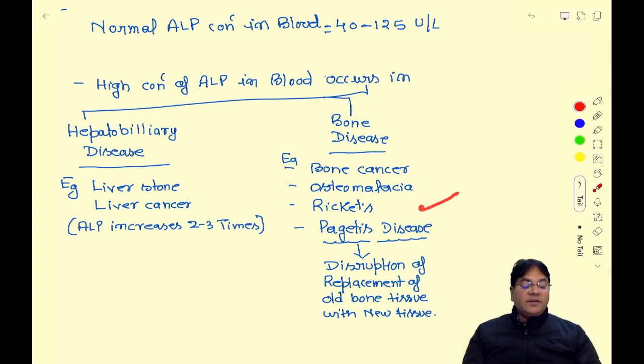This Paget's disease is a disruption of replacement of old bone tissue by the new tissue. All the time new bone tissues are being formed, and the old bone tissues are replaced with the new tissue. And if any obstacle occurs in this case, then this is called Paget's disease.